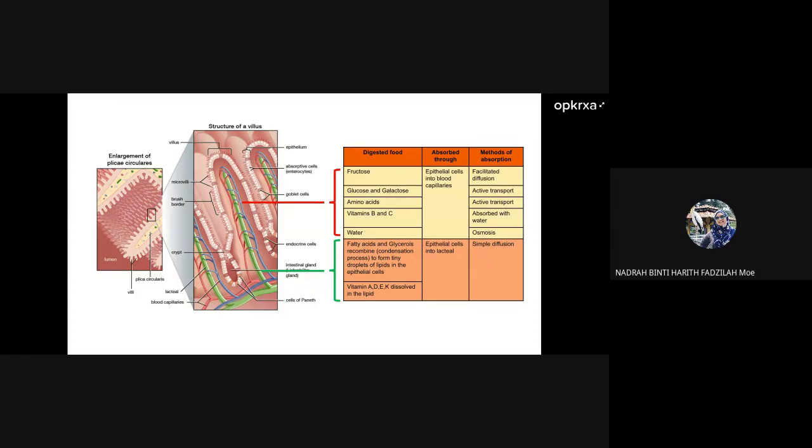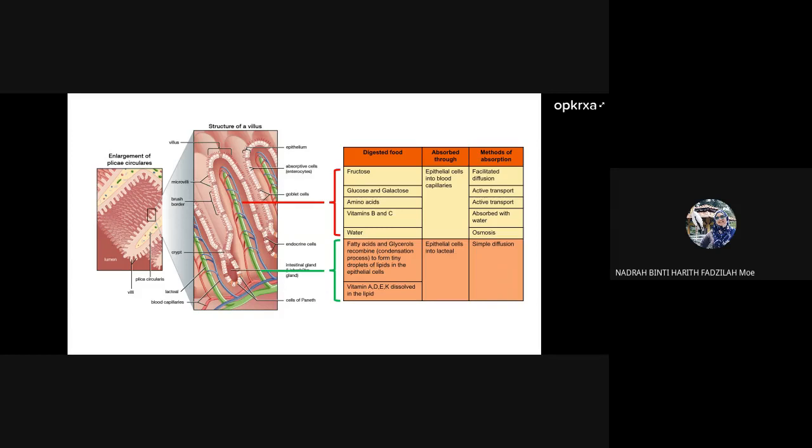So walaupun glucose and galactose ni is already at high concentration level in the blood capillaries, we still want to transport these three substances into the blood capillary. Sebab tu kena buat active transport because it is against concentration gradient, melawan from low concentration area out of blood capillaries to high concentration area inside the blood capillaries.